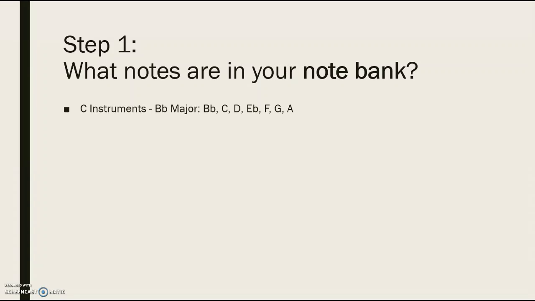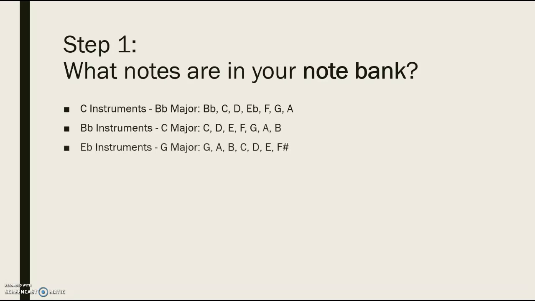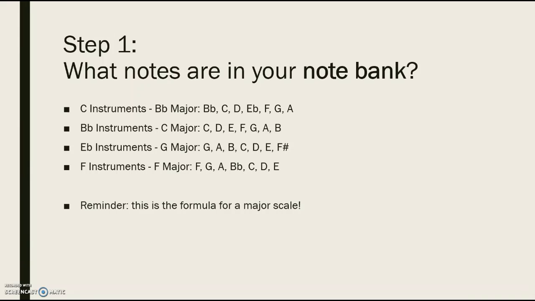So if you have a C instrument, so maybe you play bassoon or trombone, you're going to be writing it in B flat major. So your notes are B flat, C, D, E flat, F, G, A. So ask the people around you what type of instrument you have. You might have C, B flat, E flat, or an F instrument.